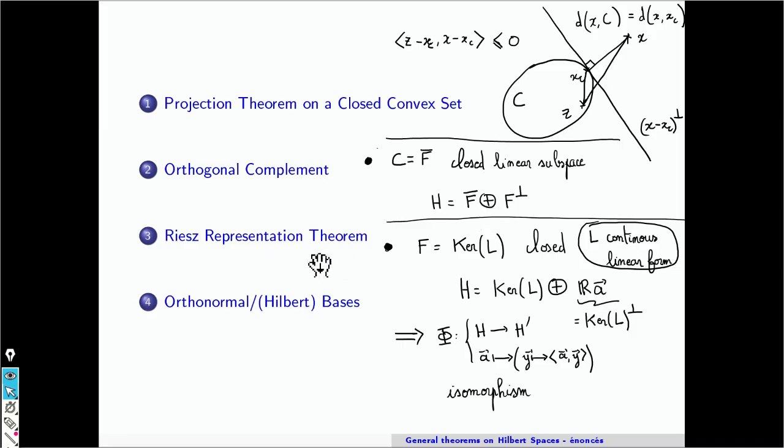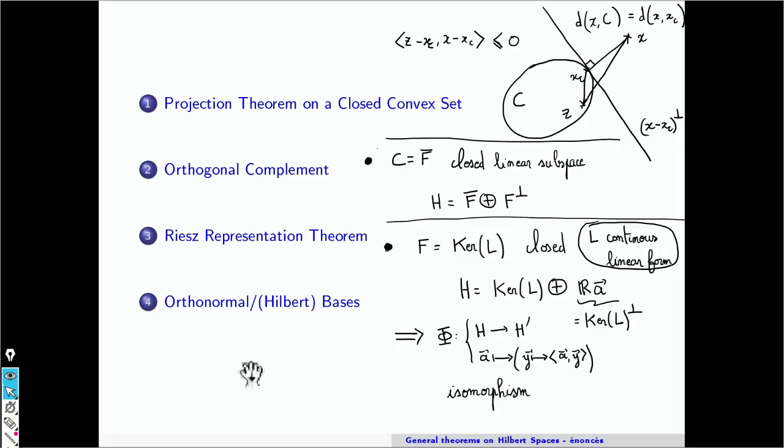An important application of this is the Riesz representation theorem. For any continuous linear form, the kernel is a closed linear subspace. So the Hilbert space decomposes as the kernel direct sum with its orthogonal complement. If L is non-zero, then the orthogonal complement is a one-dimensional subspace, and by the correct choice of normalization of the generating vector, the continuous linear form can be written as the inner product with a.